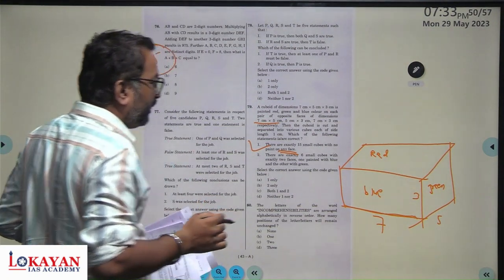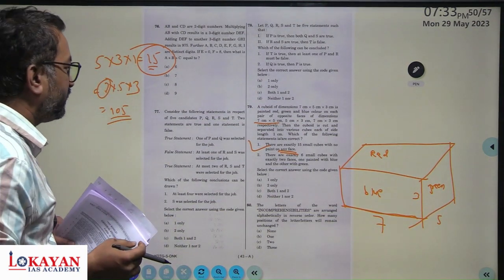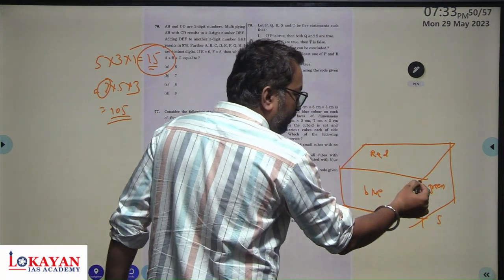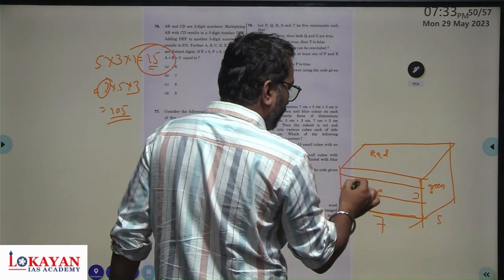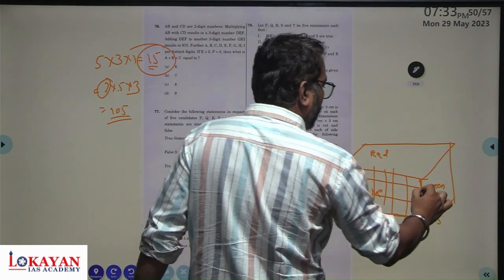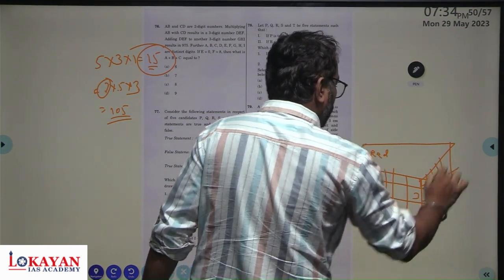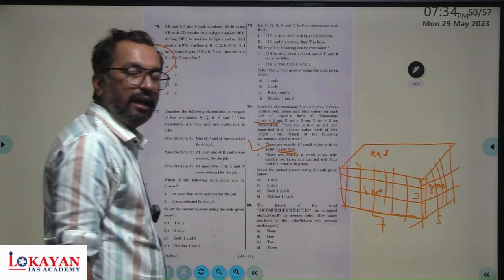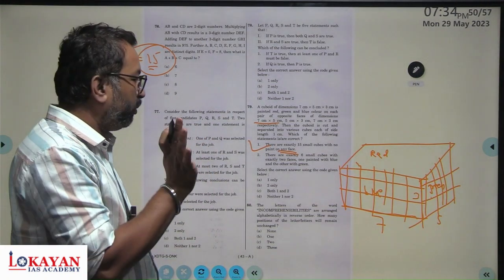Second statement says there are exactly 6 small cubes with exactly 2 faces, one painted with blue and the other painted with green. Now see, ये अगर 3 सेंटीमीटर है, 1-1 सेंटीमीटर के हमने क्यूब किए तो 1-1 का ऐसा होगा. और ये 7 है तो 1 2 3 4 5 6 7. इधर भी वाई साइड, ये 3 और ये 5, 2 3 4 5, राइट? ये फ्रंट वाला फेस ब्लू है, ये साइड वाला फेस ग्रीन है. सो हाउ मेनी ऑफ देम विल बी हैविंग कलर्स बोथ ब्लू एंड ग्रीन?